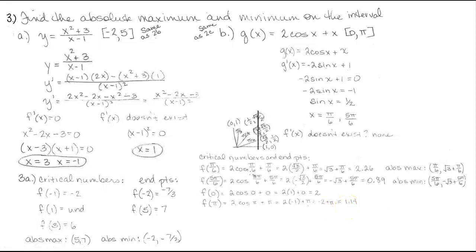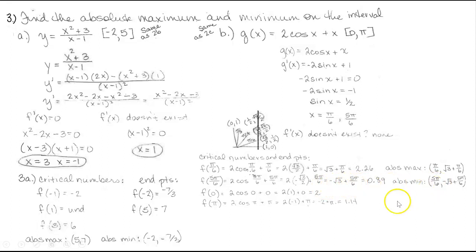So again, we're looking for the absolute highest. You can see 2.26 is the absolute highest. So that's going to be my maximum, and that occurred at pi over 6. So square root of 3 plus pi over 6, that would be my absolute maximum. And then 0.89 is my lowest value. That's my absolute minimum. So that would be 5 pi over 6, and then negative square root of 3 plus 5 pi over 6 for my absolute minimum.